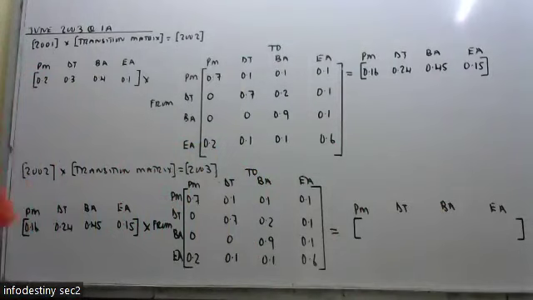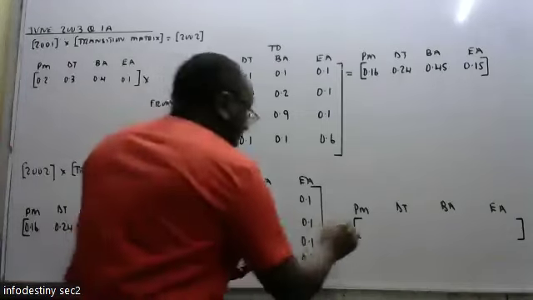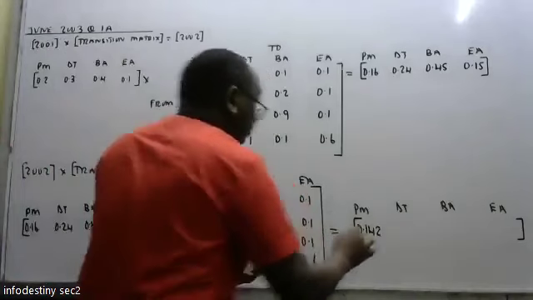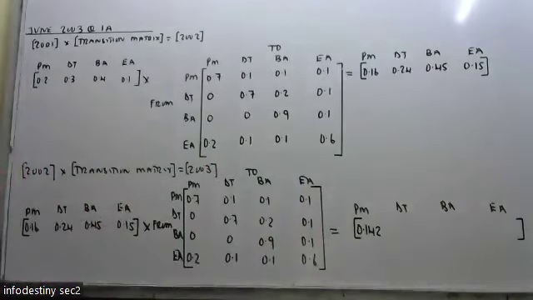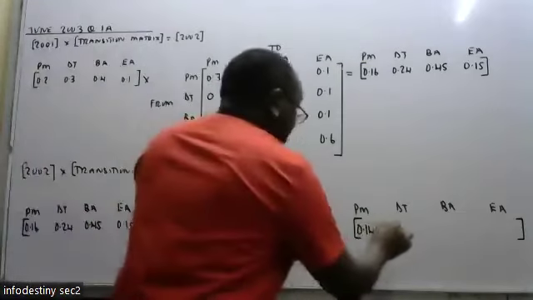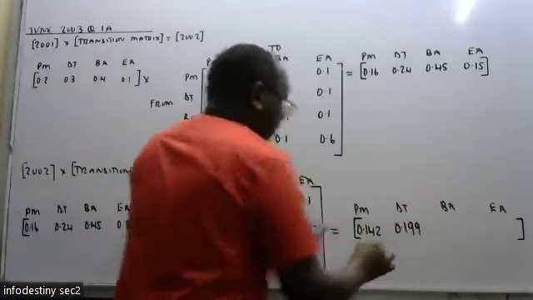So we just multiply as usual. So we are taking these ones, we multiply by these ones. So 0.16 times 0.7 plus 0.15 times 0.2. I'm getting here 0.142. Here again, 0.16 times 0.1 plus 0.24 times 0.7 plus 0.15 times 0.1. I'm getting 0.199.